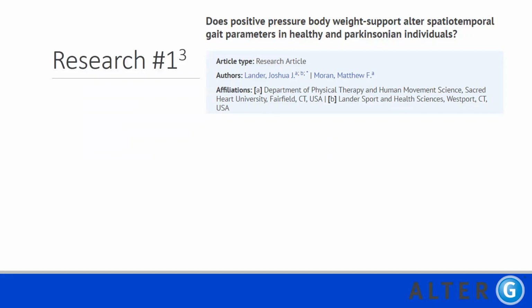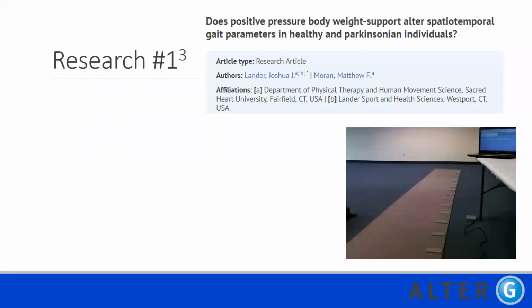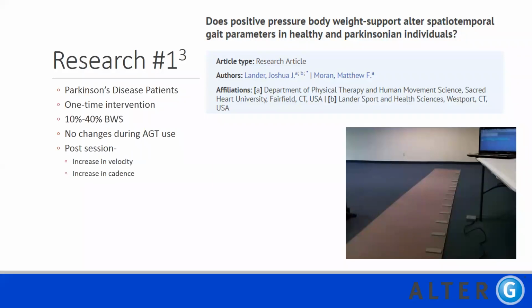Within this study, they used 10 healthy patients and then 10 with Parkinson's disease, and those were varying stages of the disease. So it's a little hard to quantify because of the differentiations. But what the researchers found was that a one-time intervention, so the study was one time, that started at 10% body weight support and went down to 40% body weight support, had lasting gait characteristics afterwards.